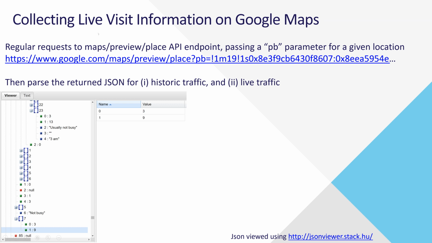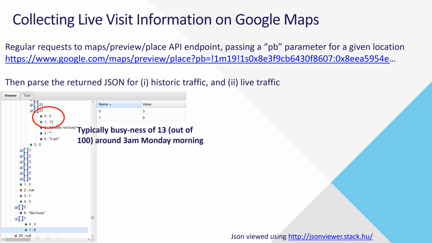So this is what it looks like. JSON is just a text format, but here I'm using a JSON viewer to have it slightly more readable. The details include what you would typically expect around 3 a.m. on a Monday morning. And here the crucial part is this value of 13. This would be the value that you saw before in blue. So the historic reference would be a value of 13, out of 100.